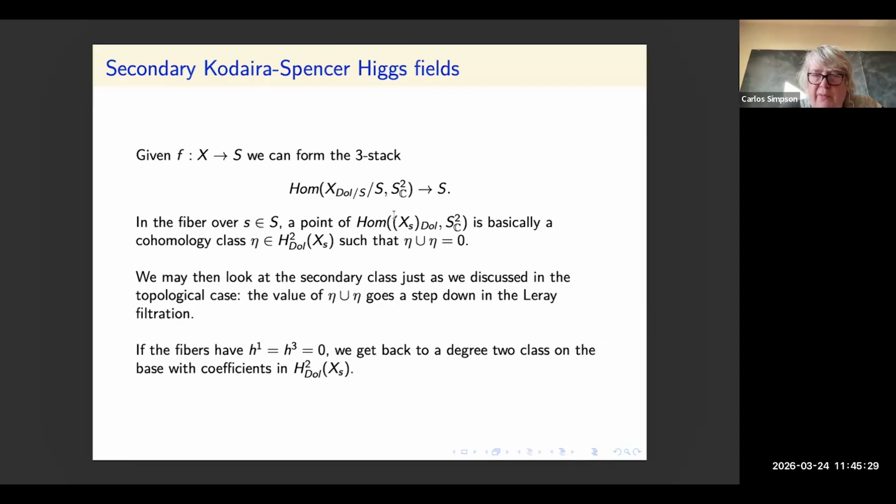We can do this in a stacky way using nonabelian cohomology. A map from the Dolbeault homotopy type S2 to the schematic two-sphere is basically a cohomology class eta such that eta cup eta equals 0. Then, as we discussed before, in that case, eta cup eta goes to a degree 2 class on the base with coefficients in H2 of the fiber.